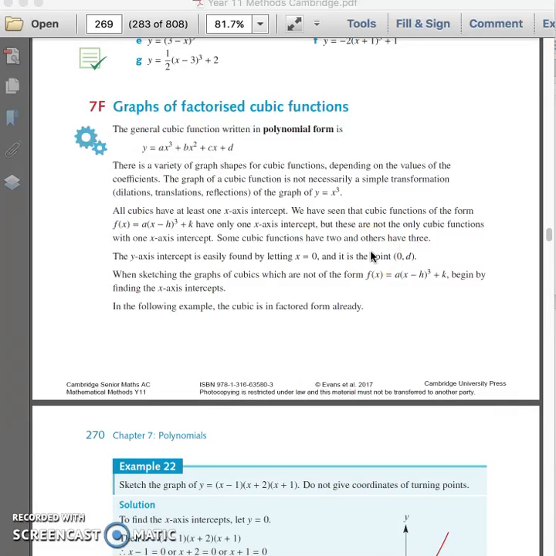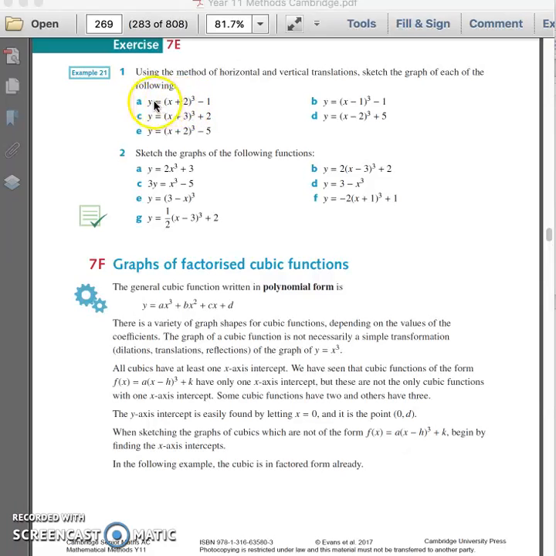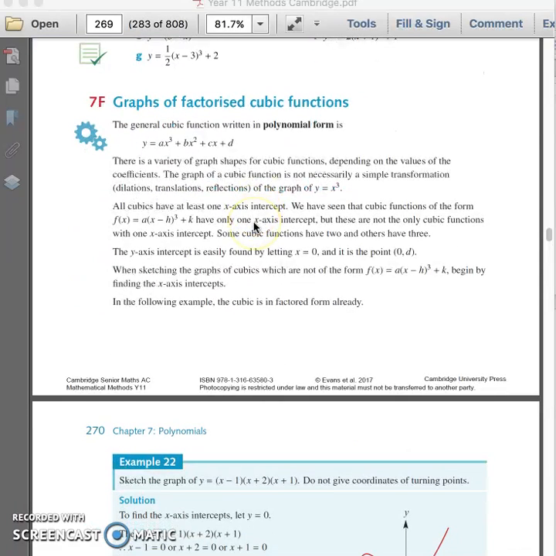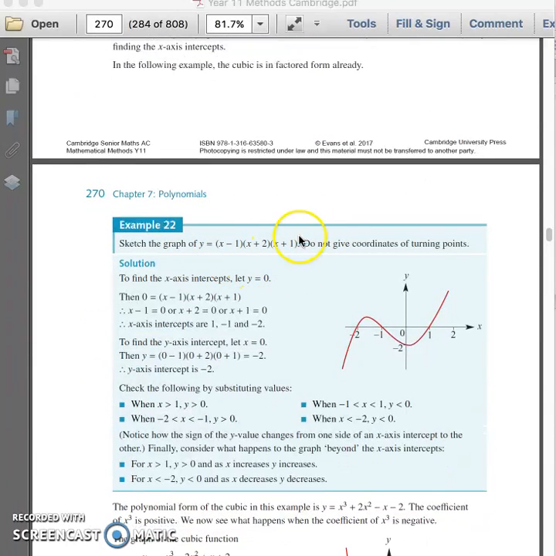Okay, welcome. This is the video on Chapter 7F. We are graphing factorized cubic functions. So in the previous chapter, they were in the form where we could see h and k easily, whereas these graphs are going to be more like this, where you've got the three factors, or maybe there's a squared factor and one more.